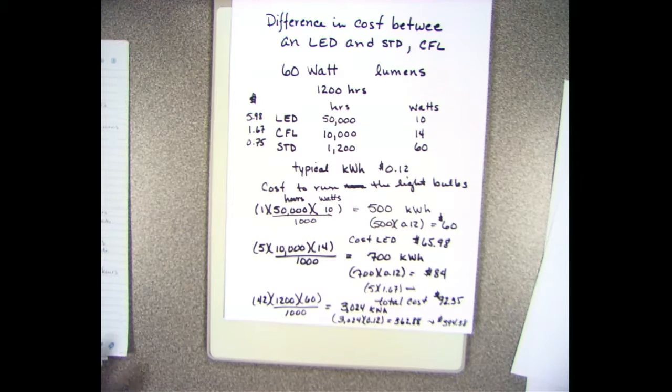Now the compact fluorescents are getting much better, so you don't have near the flicker that we used to with the old fluorescent tubes. But compact fluorescents will have a flicker. So that's one thing that causes me a problem with compact fluorescents.